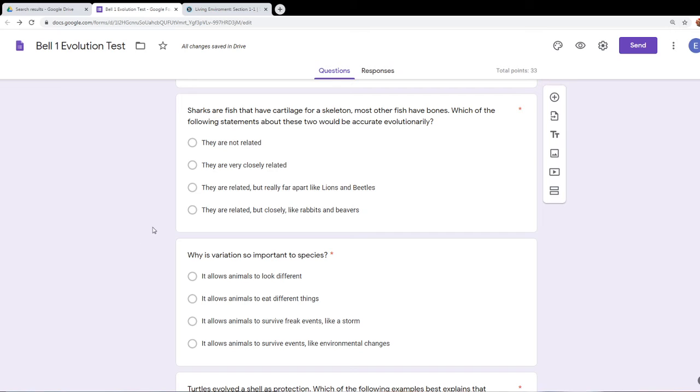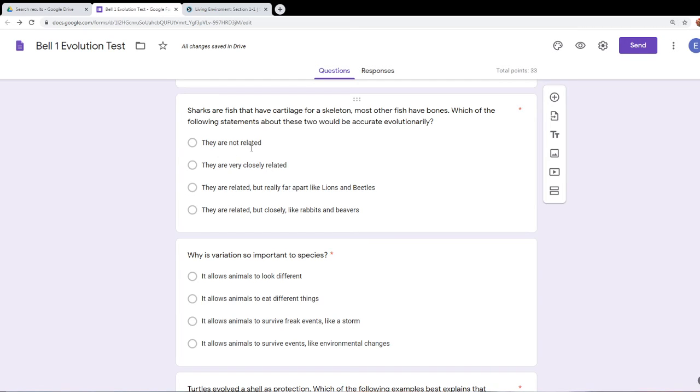Next. Sharks are fish that have cartilage for a skeleton. Most other fish have bones. Which of the following statements about these two would be accurate evolutionarily? So, sharks are fish. They have cartilage for a skeleton. Other fish are fish, but they have bones for their skeleton. Which one of these statements is going to be accurate by evolution?